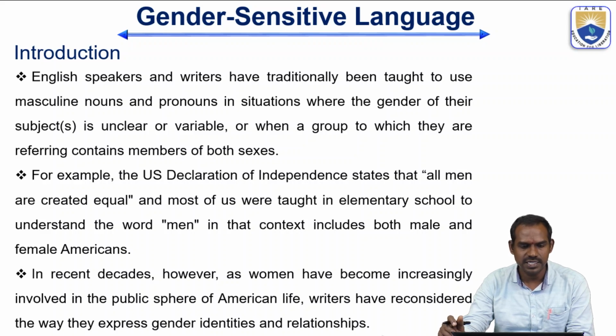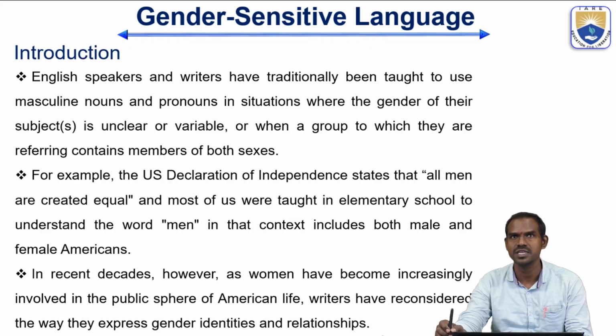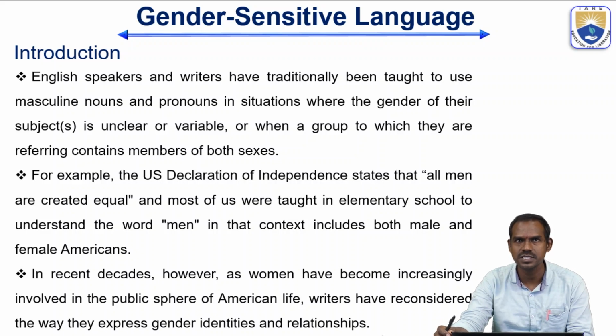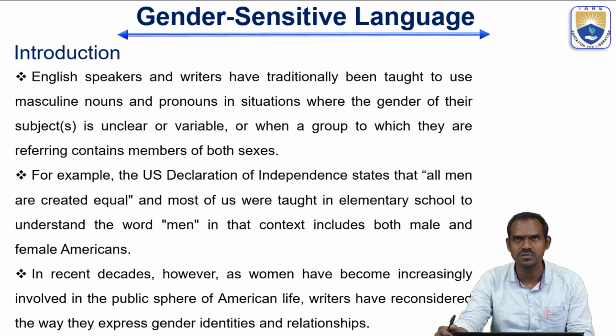English speakers and writers have traditionally been taught to use masculine nouns and pronouns in situations where the gender of their subject or subjects is unclear or variable, or when a group to which they are referring contains members of both sexes. Observe carefully.